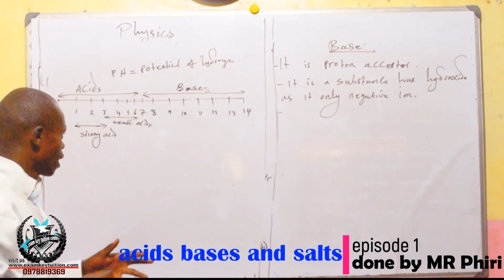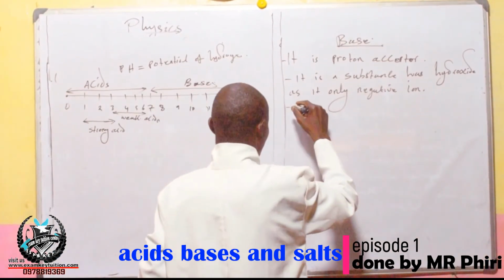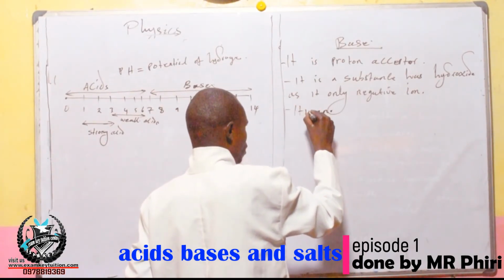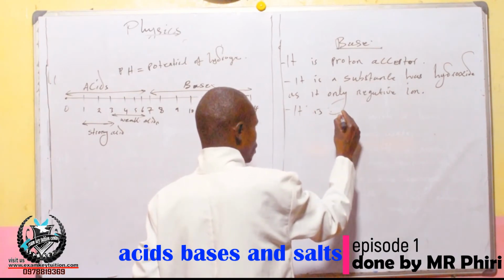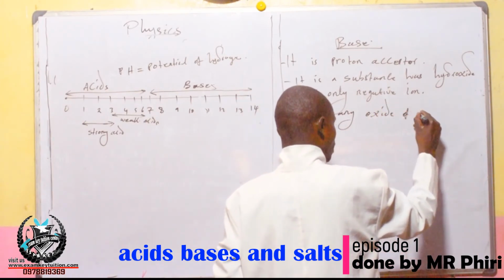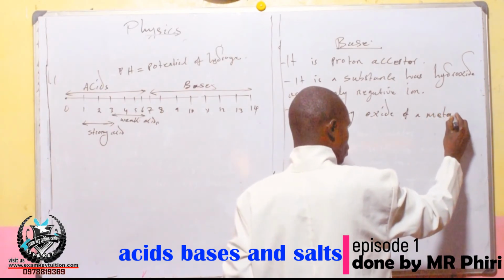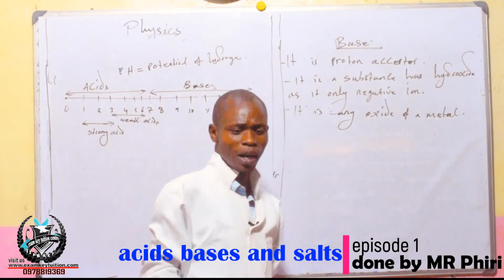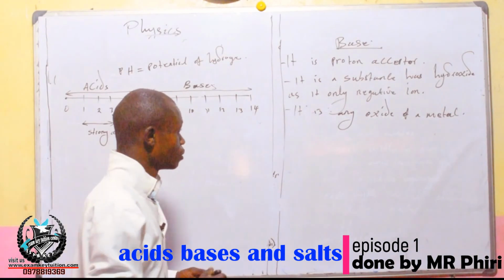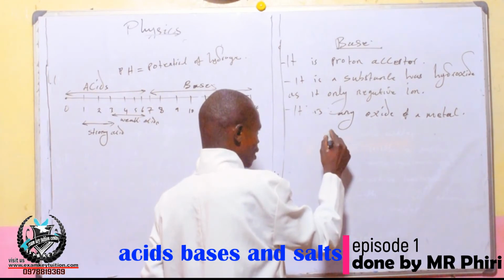Okay, just like I told you, they have many definitions. I've remembered one which we also use under oxides. It is the oxide of a metal. Which means as long as it is a metal and it has oxygen attached to it, that one is a base, my friend. Now these bases are divided into two.